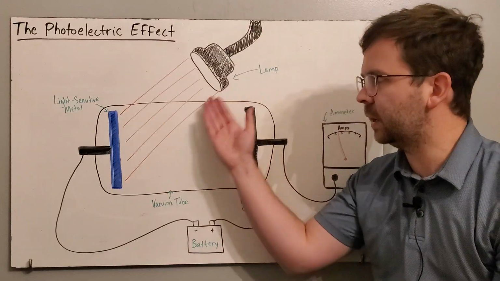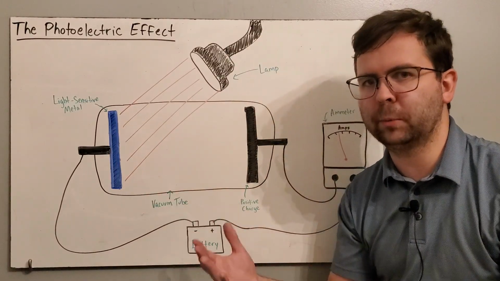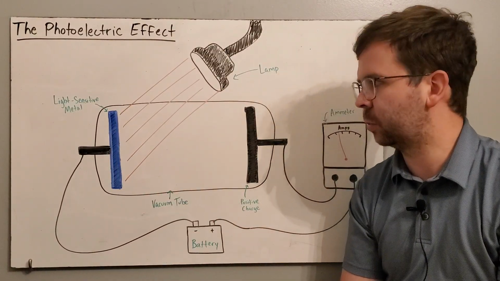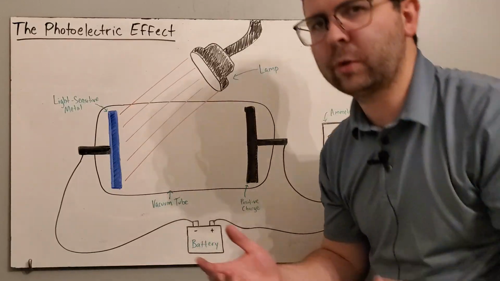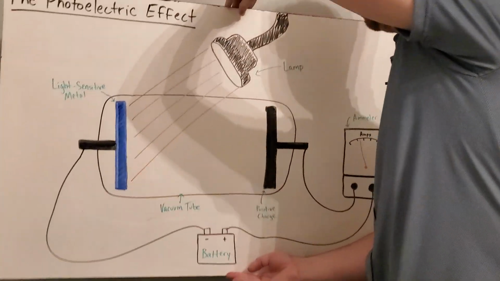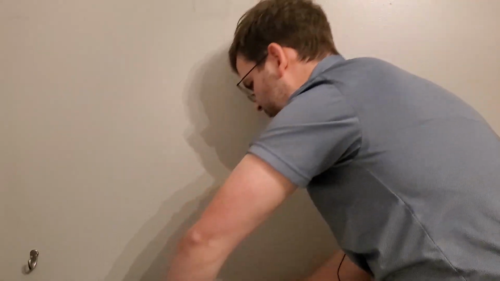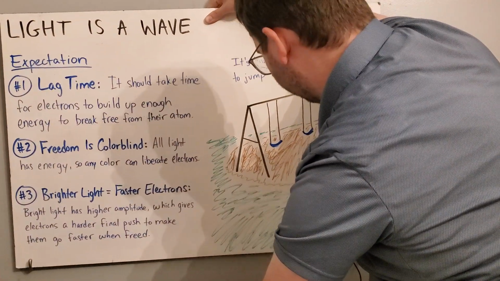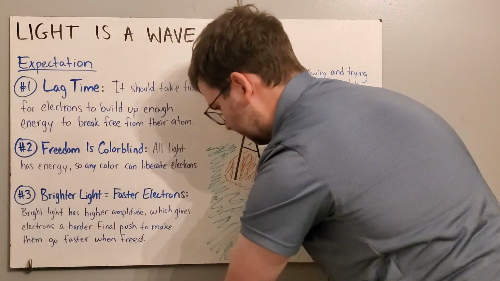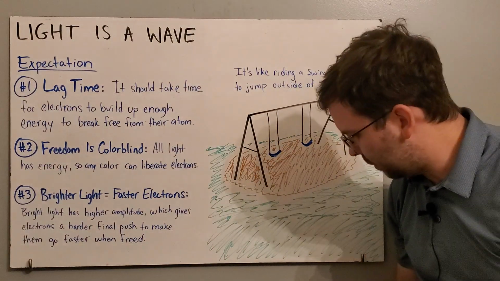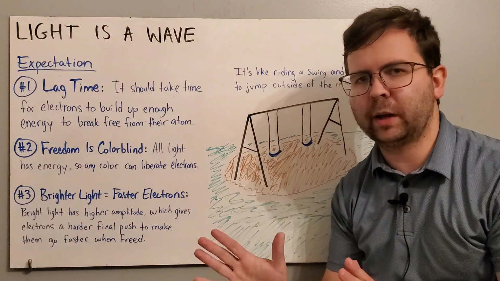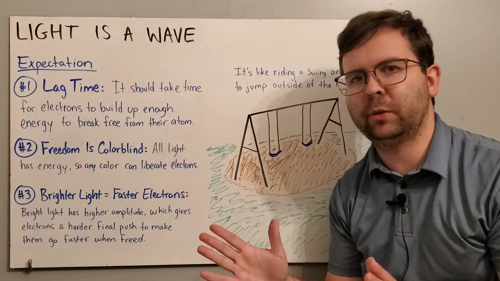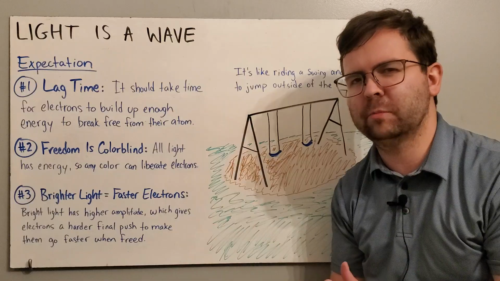And if light is a wave, as most people at the time thought when this experiment was first done, then there are certain things that should happen here. So let's talk about those expectations. If light is only a wave, then there are three main things that should happen when you shine this light onto a piece of photosensitive metal.